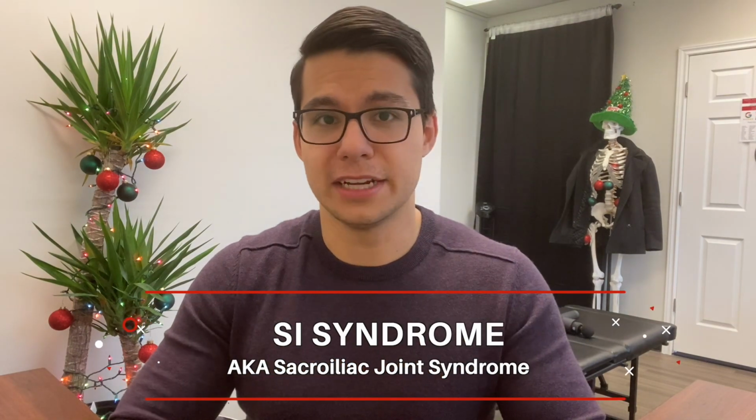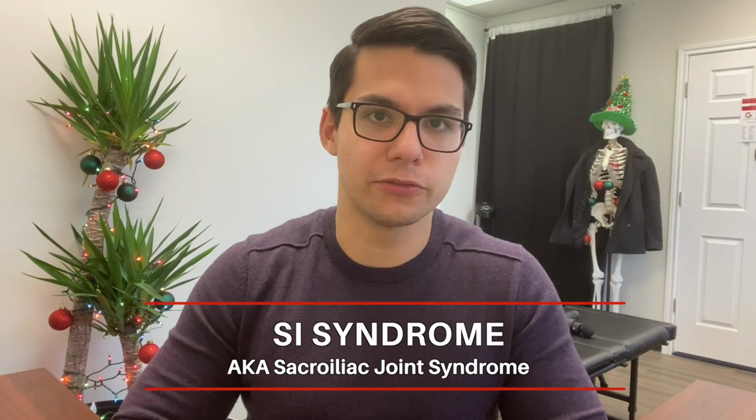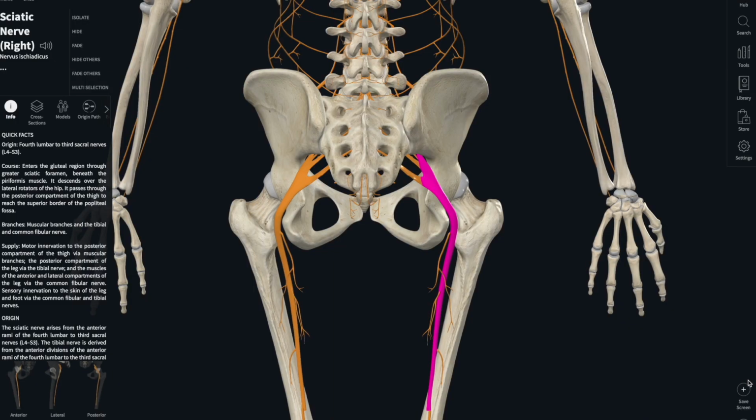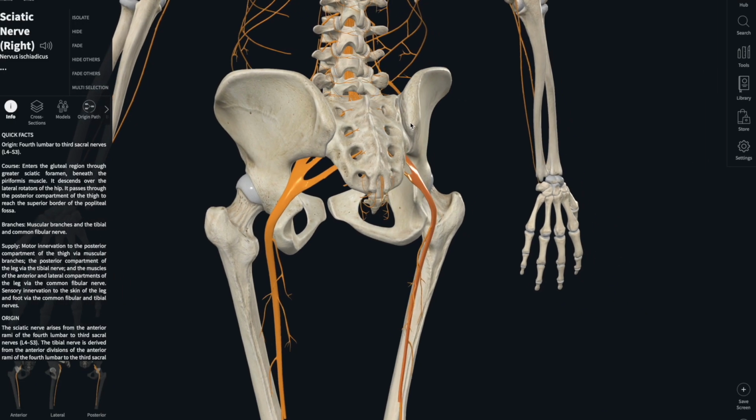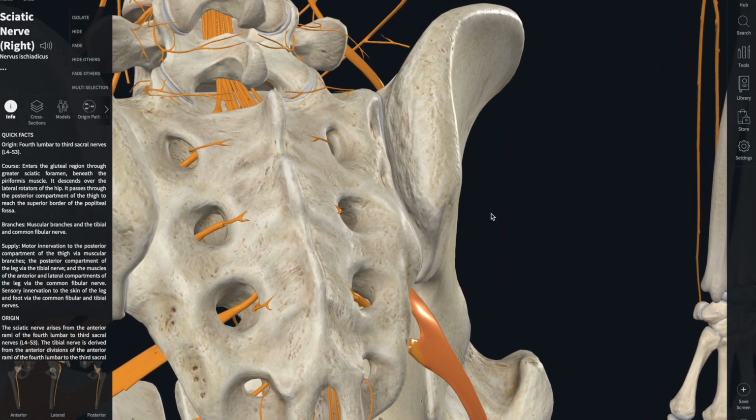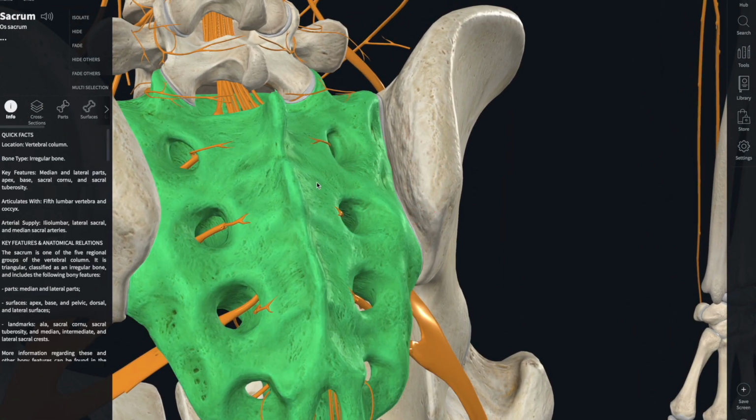Anecdotally, one of the most common causes that I see patients for sciatica with is something called SI syndrome. As already said, the sciatic nerve exits out the front of the sacrum and then runs down the back of the leg. This is in very, very close proximity to the SI joint, or the sacroiliac joint, because it connects the sacrum and the ilium.